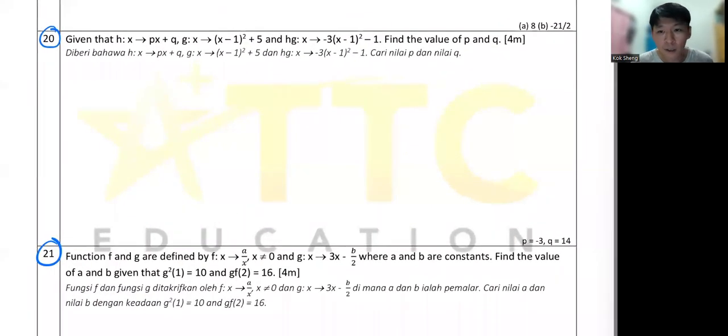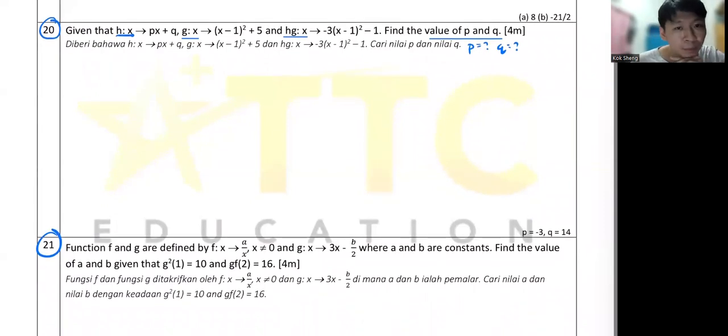Here, 20. 4 marks, this one. Okay, 2020. Given that hx, gx, and hgx, a lot of things here. Find the value of p and q. Need to find the value of p and q. So just given you all the function here. Seems like no object here given to you. Object image, okay? So I copy everything here first.